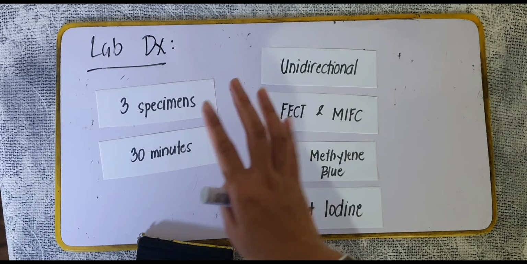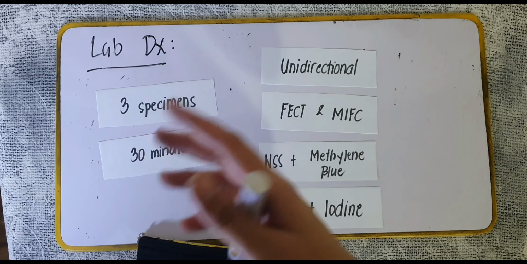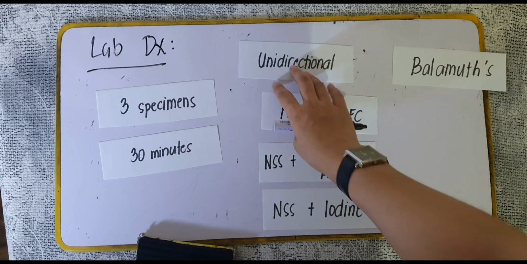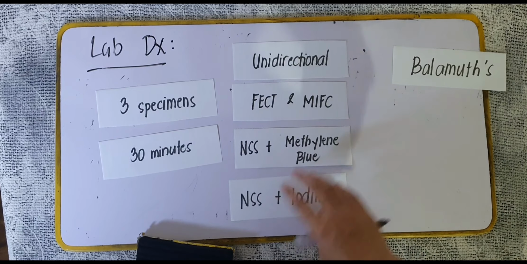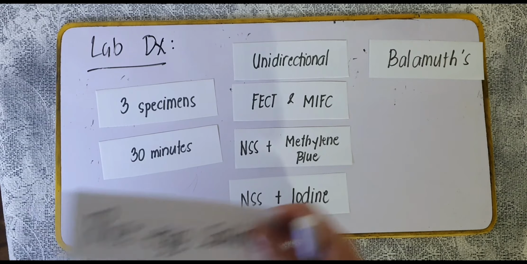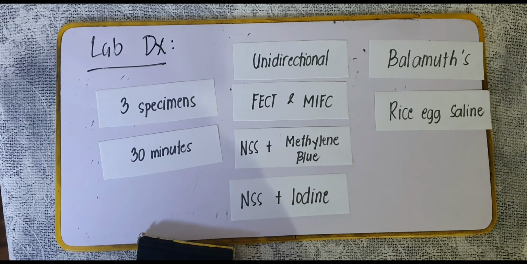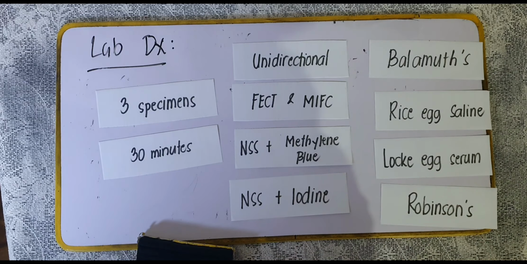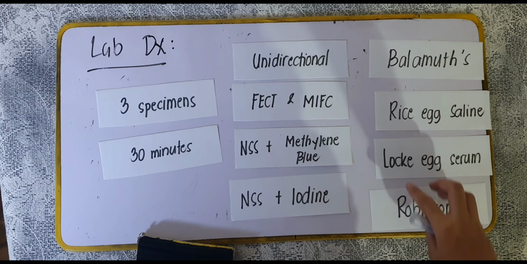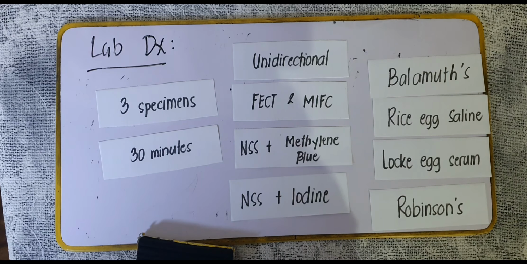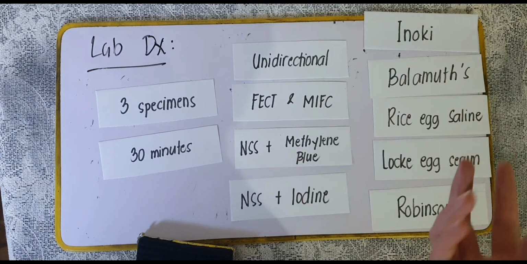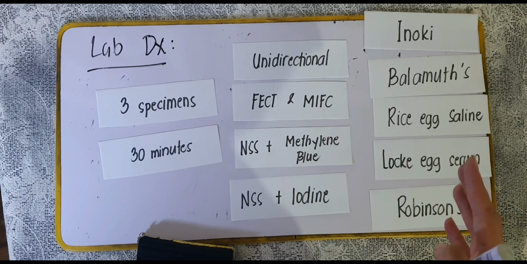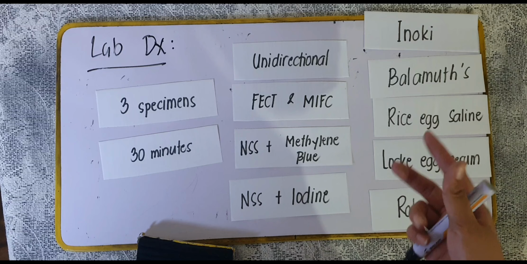Now, aside from all of these laboratory methods, we actually use stool culture methods, namely Balamuth's medium. What else? Your rice egg saline, your lac egg serum, Robinson's, and so on. Your Inoki medium. These are more sensitive compared to your microscopic examination. Although, these are not routinely available.